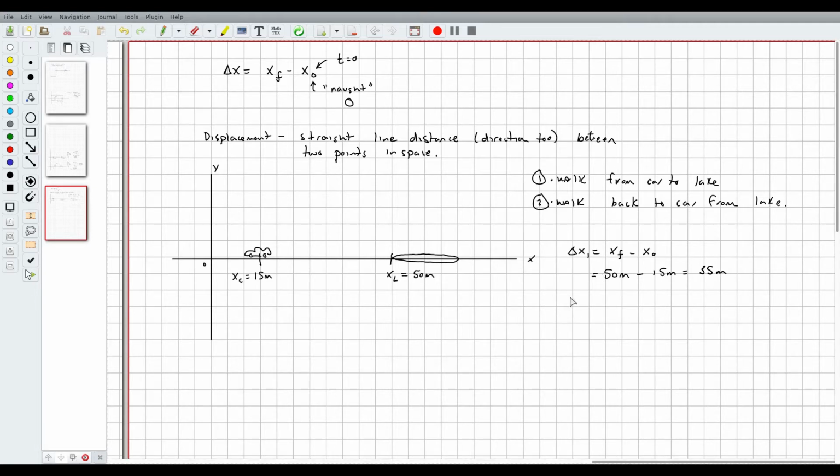Now, the next leg of our journey has us walking from the lake to the car. x_f minus x naught: where you end up minus where you started. You end up at the car. You started at the lake.